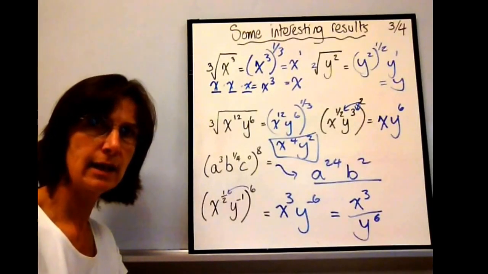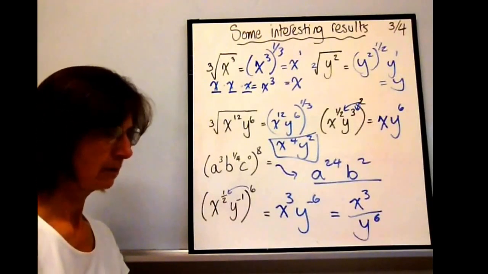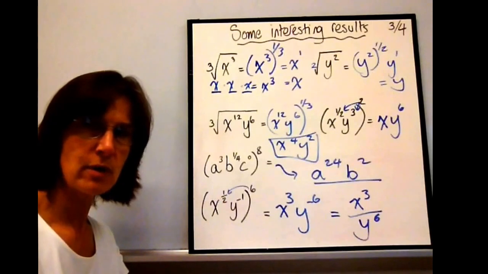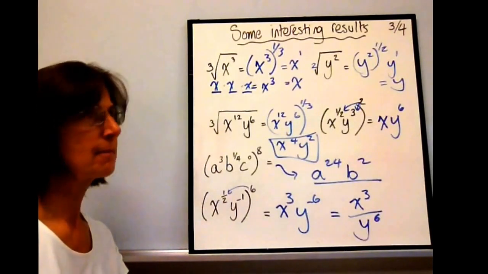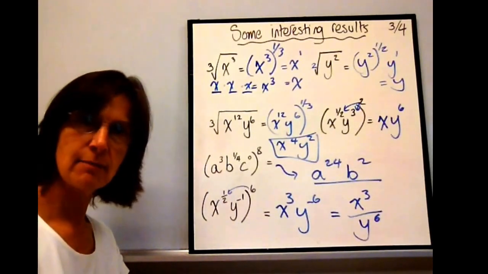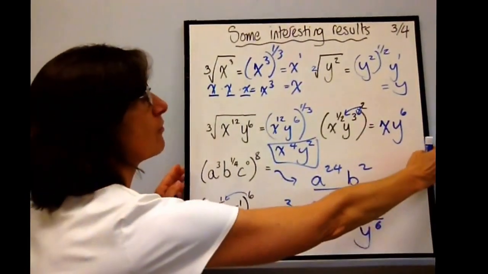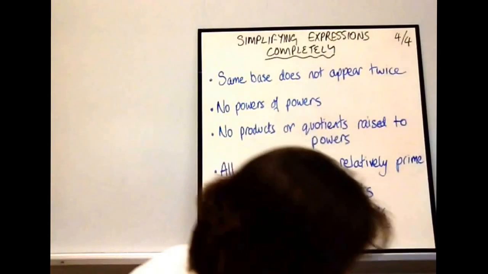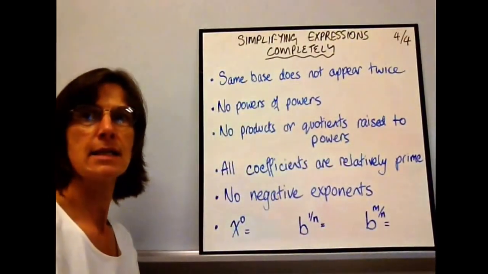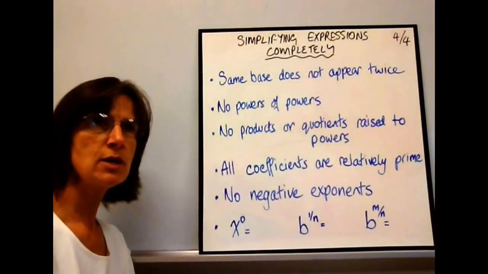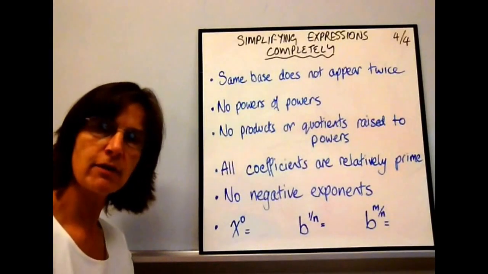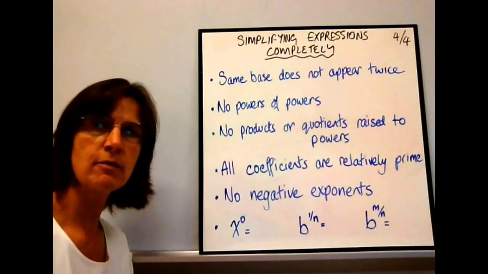A lot to take in. Hopefully you've been writing notes. You can pause me, rewind me, fast forward me, as long as we've got these examples down. The last board, 4th of 4, is a summary of what you need to do if you're asked to simplify expressions involving exponents.